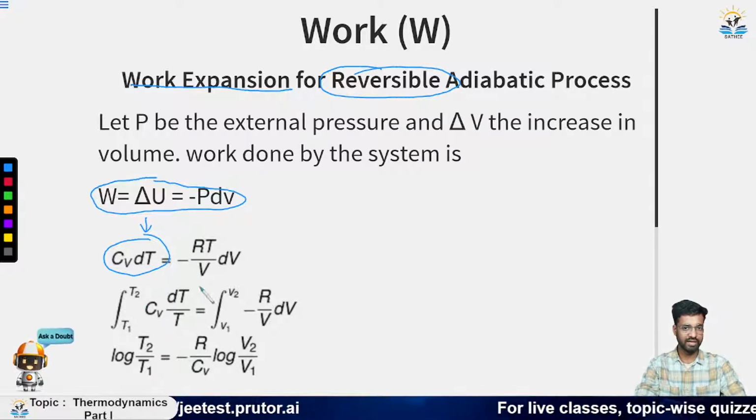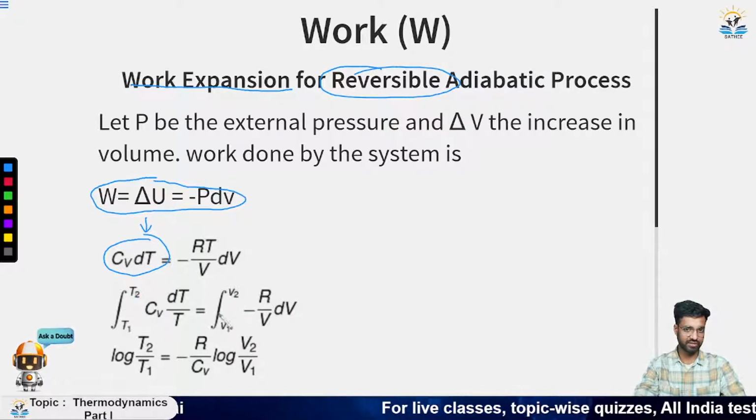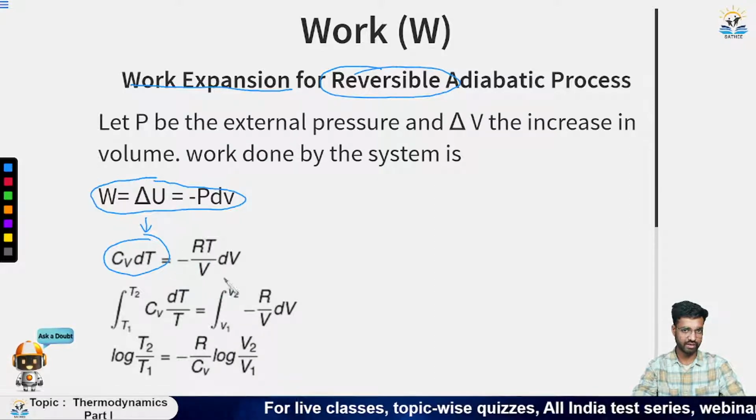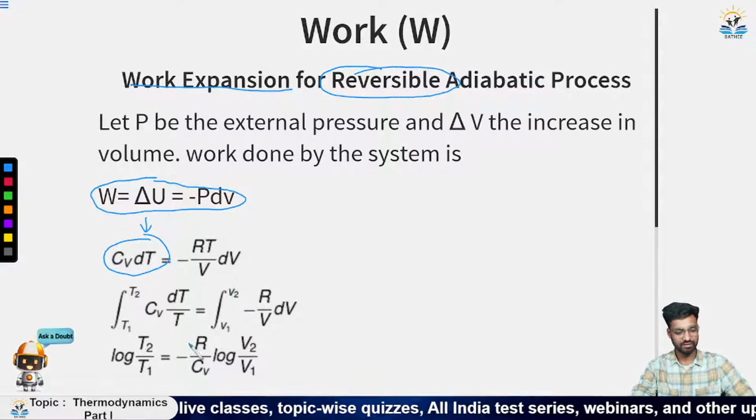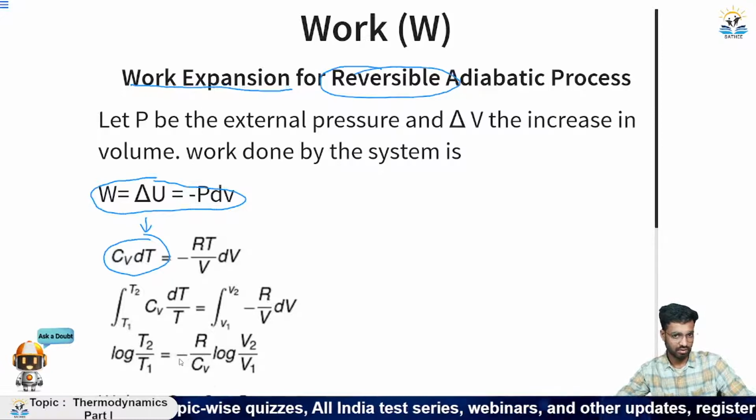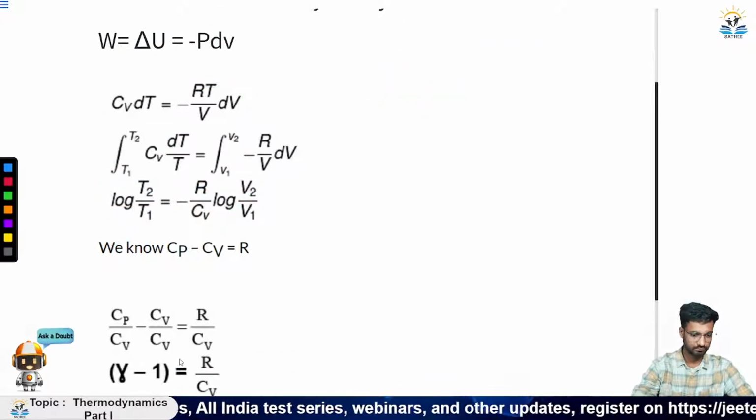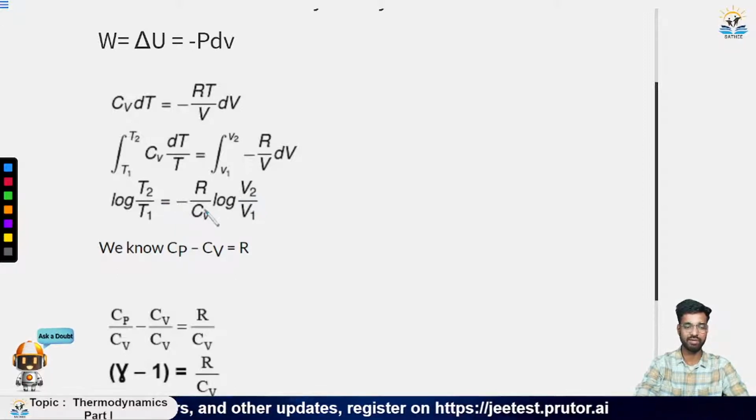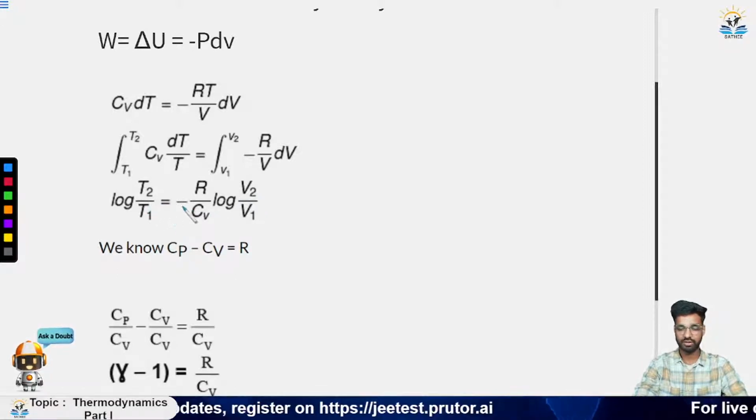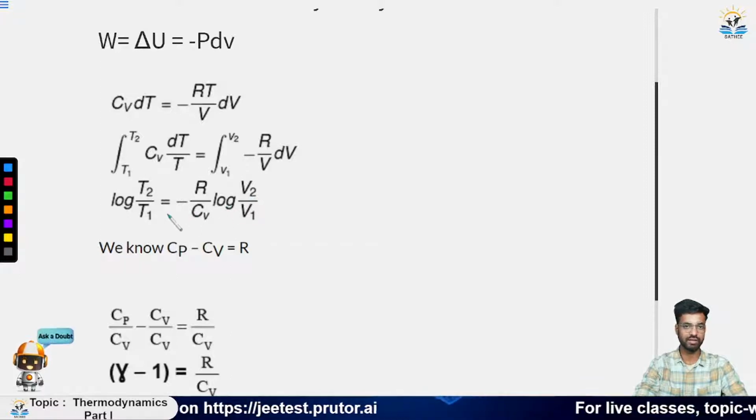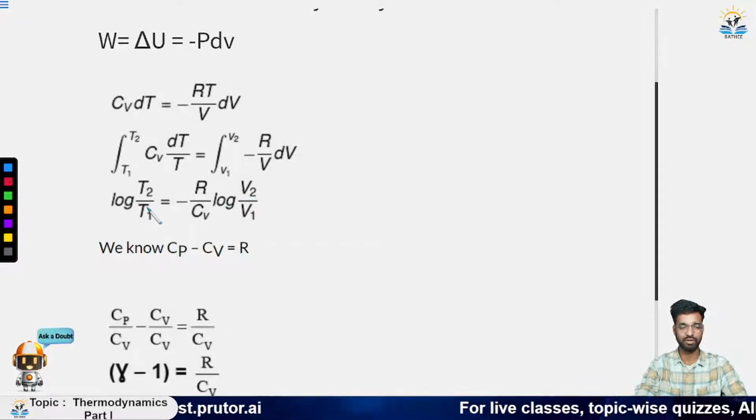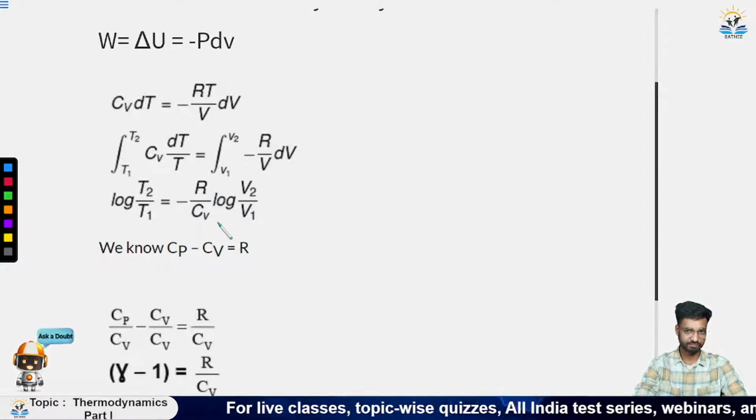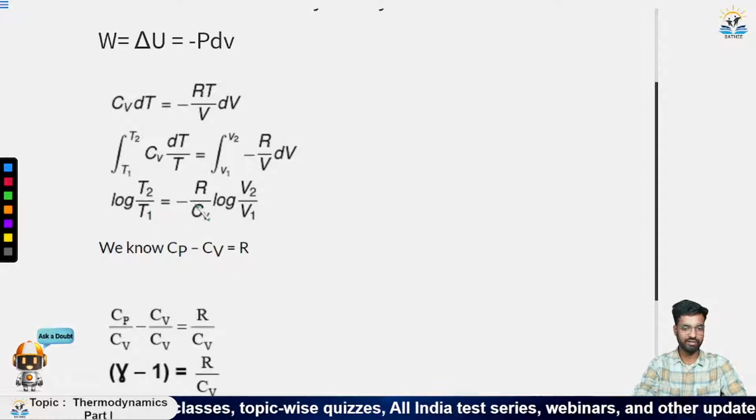Then we will integrate on both sides, with temperature limits for T and volume limits for V. We will get ln T2 by T1 and ln V2 by V1. Now ln is equal to 2.303 log, so 2.303 cancels on both sides, and finally we get this formula: log T2 by T1 is equal to minus R by Cv log V2 by V1.